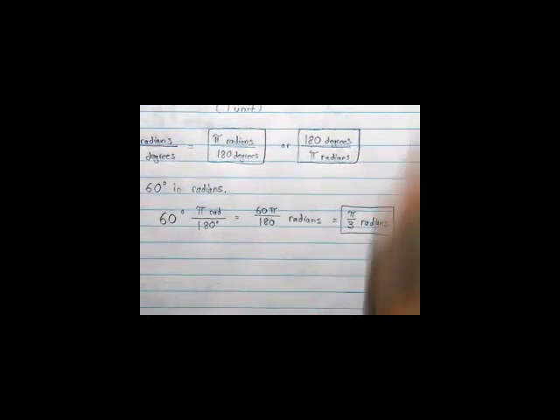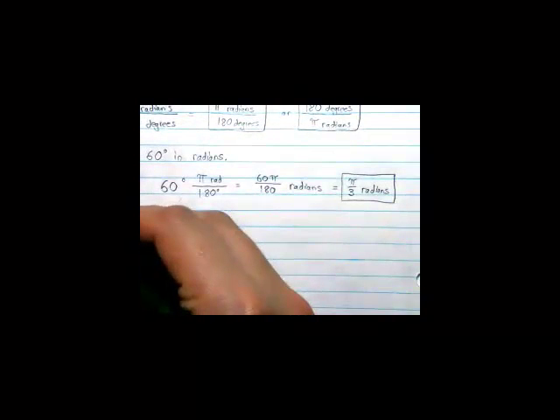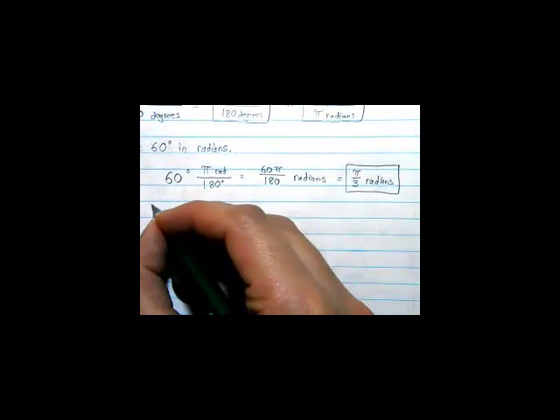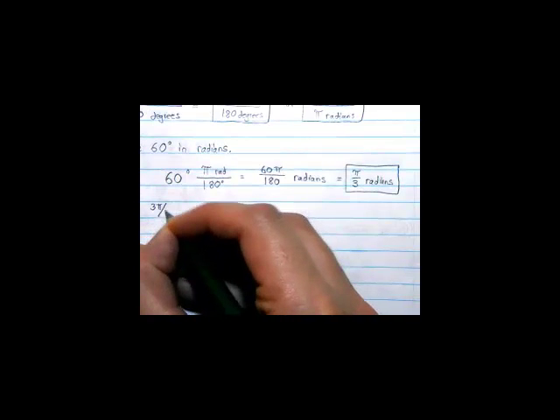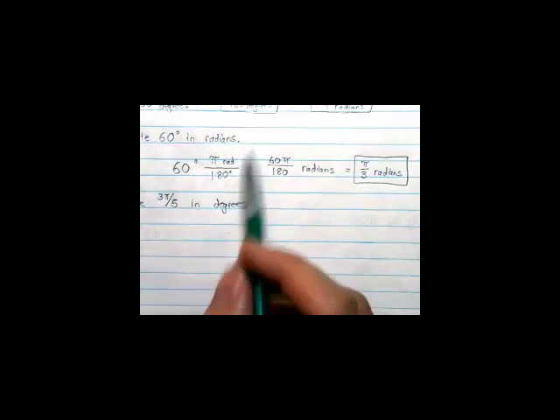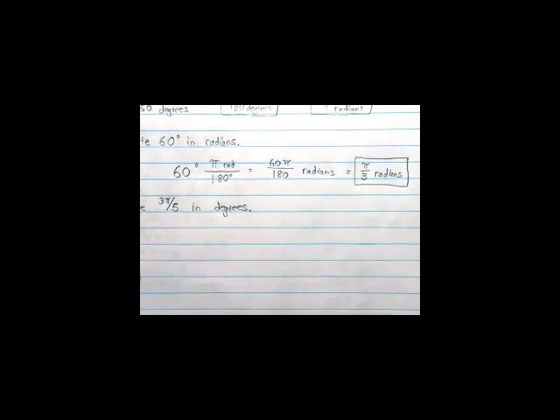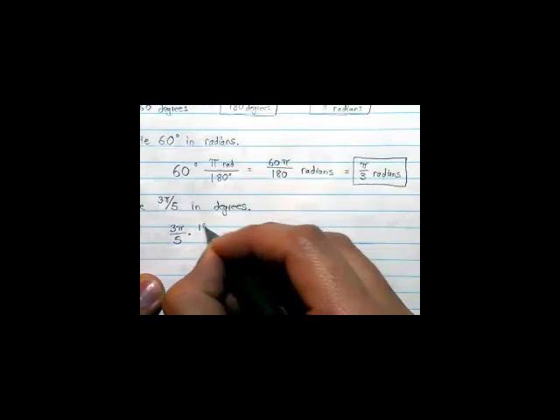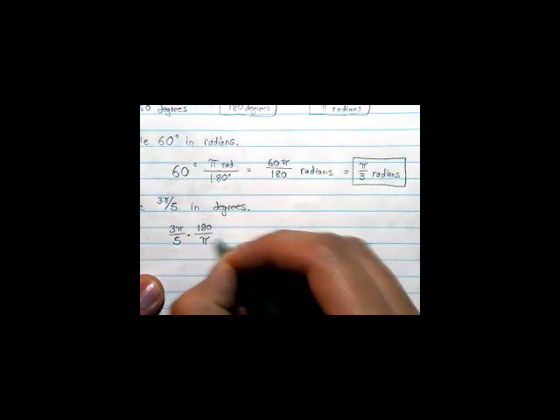Okay, so let's do another one of these. Let's go the other way. Let's say I want to convert 3 pi over 5 to degrees. So this time, I want to go with the second one, right? I want to cancel radians and be left with degrees. So 3 pi over 5 multiplied by 180 over pi.